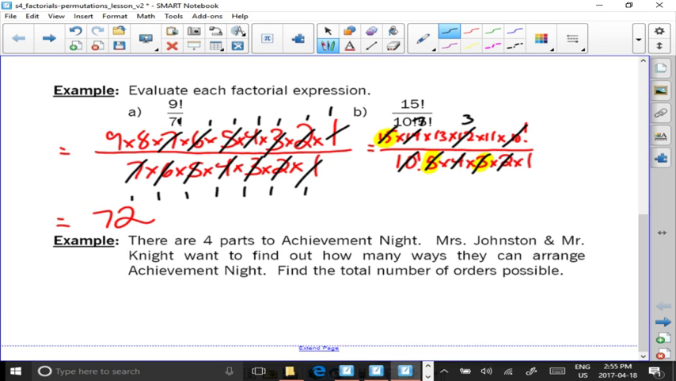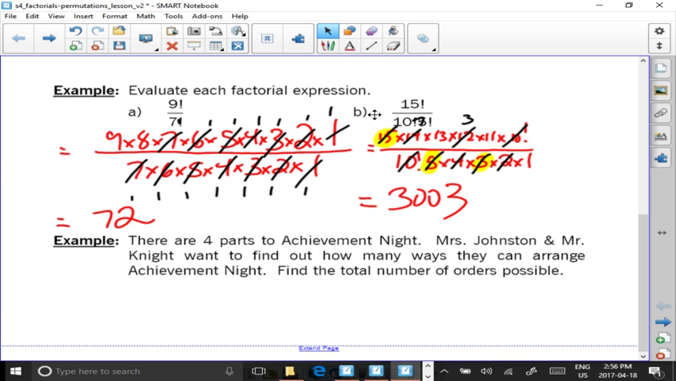3 is 273, times 11 would be... would that be 3003 if we multiply 7 times 13 times 3 times 11? 3003? Is it? Good. All good. So the answer is 3003. That's what we get when we simplify 15 factorial over 10 factorial, 5 factorial.